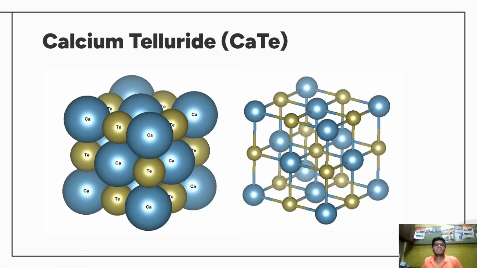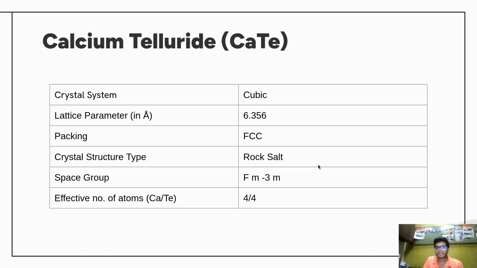So first is calcium telluride. Calcium telluride has a rock salt structure. The calcium cations make up the FCC of the lattice, and the telluride anions occupy all the octahedral voids along the edges and the body center. So the effective number of atoms of both of them is 4 each, and the space group is Fm3̄m. So I can demonstrate the point group m3̄m associated with this crystal.